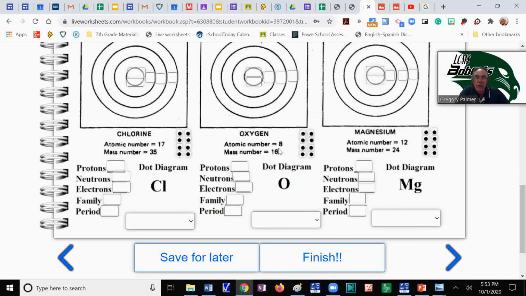Okay, now this chlorine tells us it has an atomic number of 17 and a mass of 35, so we know that it has 17 protons, and the protons and electrons are always the same, positive and negatives, because the atom is neutral. 35 minus 17 is 18 neutrons, so we can make our nucleus: 17 positive protons and the 18 neutrons.